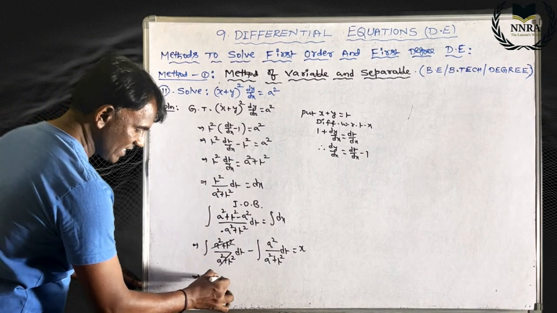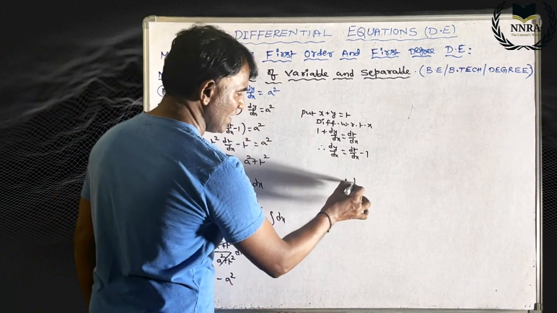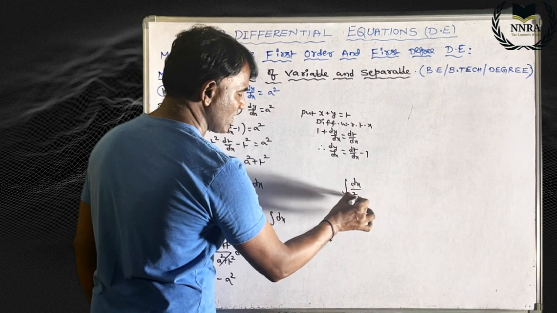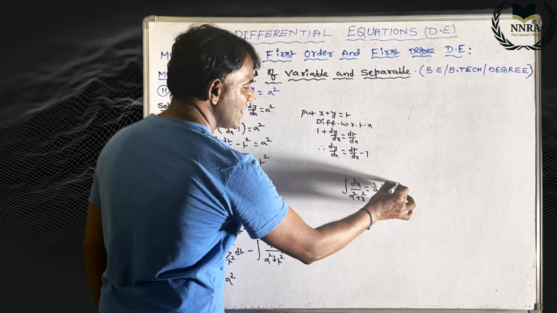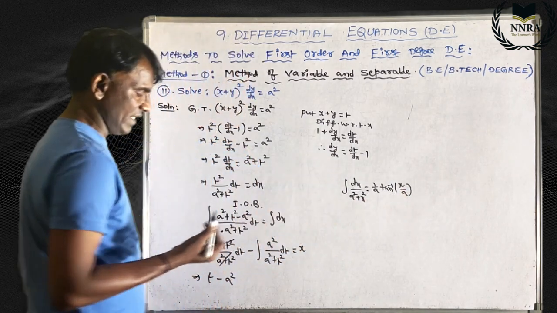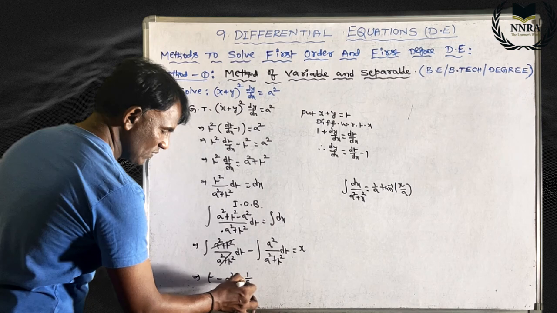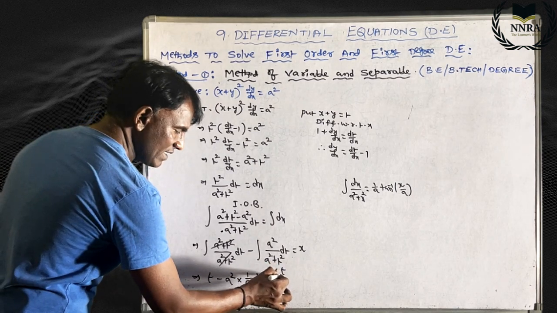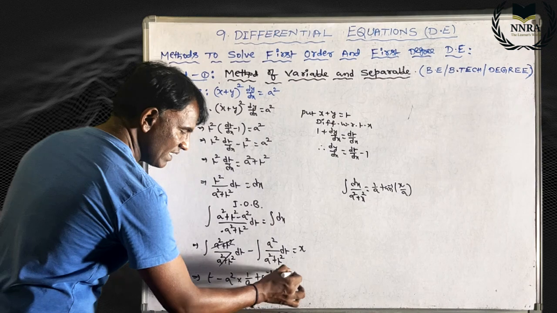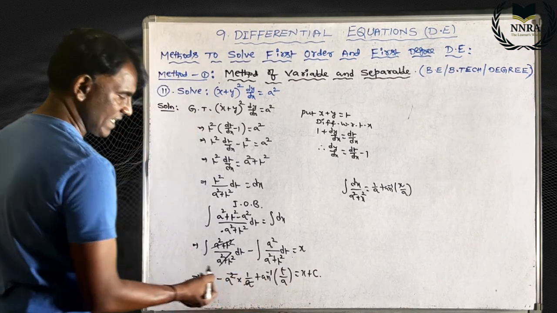And here a square is constant. And the remaining is the same form, I mean integral dx by a square plus x square. How much is it? 1 by a tan inverse of x by a. So minus a square into 1 by a tan inverse of t by a equal to x plus constant c. So 1 a gets cancelled.